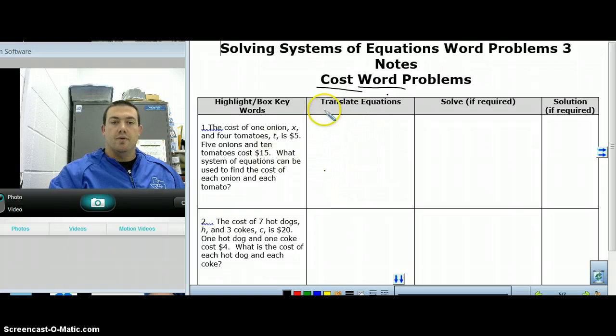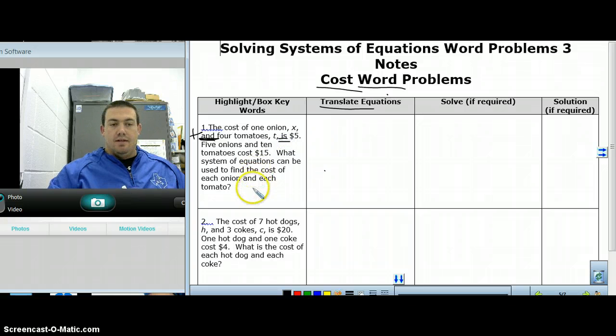So, first off, we need to translate the equations. That means we need to go through your equation and pick out words that mean mathematics. So, I see the first sentence. It says the cost of 1 onion X and 4 tomatoes is $5. The word "and" tells me addition. The word "is" is an equals word. All right, so this first sentence is actually an equation. It even gives us a variable, right, and it gives us some numbers.